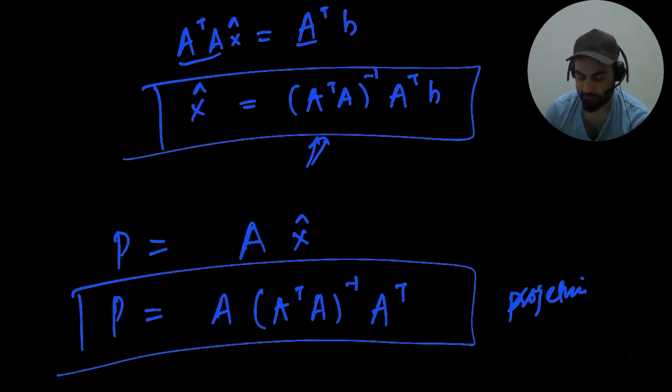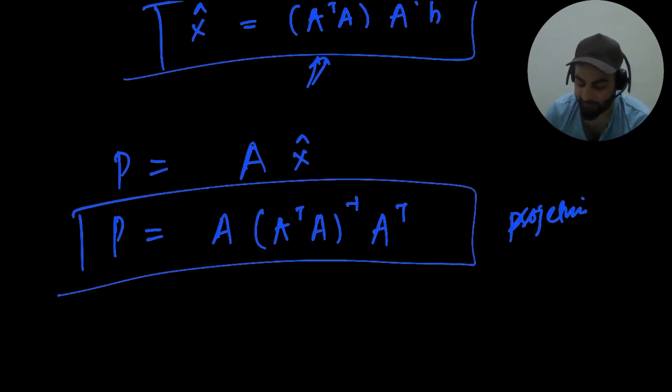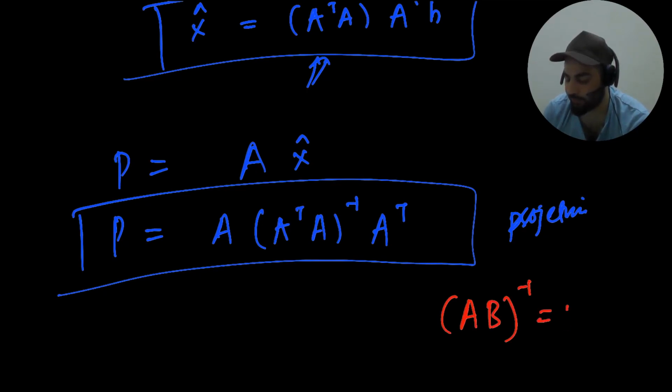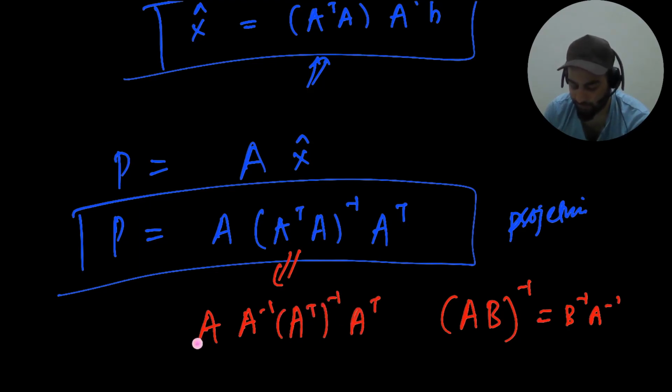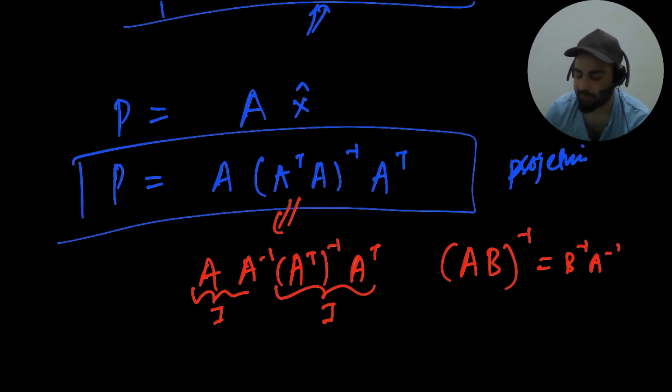Because I'm keeping the B separate. What I'm telling you is that if this matrix is invertible, as you know that AB inverse is equal to B inverse A inverse, can't I do it like this? So I'll write A inverse, then I'll write A transpose whole inverse and A transpose. So this thing will become identity and this thing will become identity. So isn't this whole equal to identity?